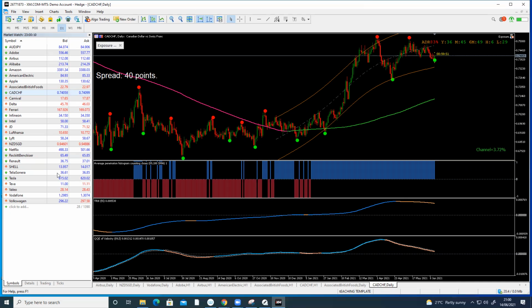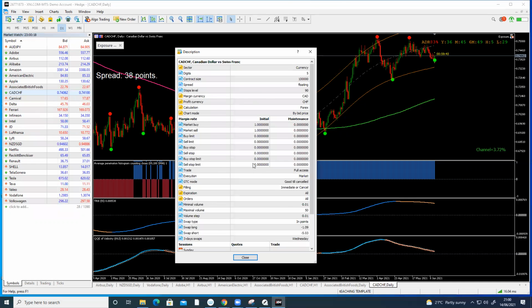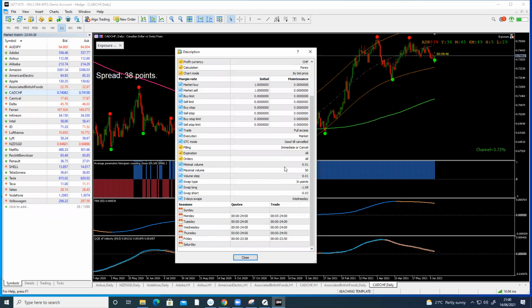It simplifies the minimum trade size that you can put. So if I go to CAD CHF, right click on it and go to specification, and if you go down, the minimum is 0.01 and the maximum volume is 50. Now the bigger this is, the more money you're going to have to risk, if that makes sense.